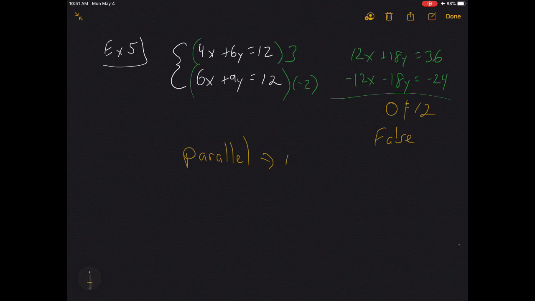Parallel means no solution, and what we call this mathematically is inconsistent. Okay, when you have solutions, it's called consistent. When there's no solution, it is called inconsistent. So again, what you're looking for is once you go through the process, if you end up with some sort of a false statement, then it is inconsistent. There is no solution. It means that the two lines are parallel.